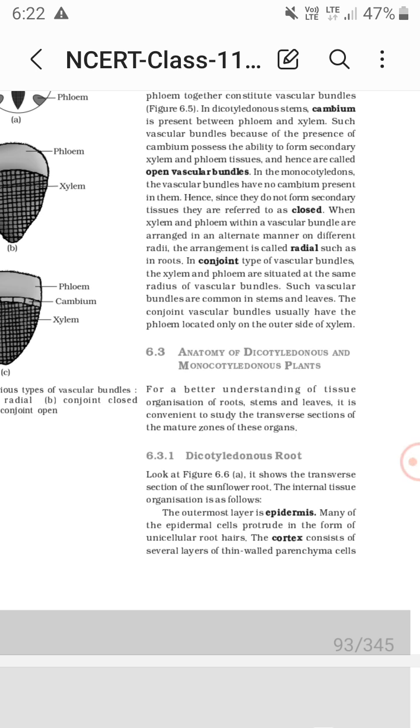The other type is the closed vascular bundle. They do not form secondary tissues, so they are called closed. When xylem and phloem within a vascular bundle are arranged in an alternate manner on different radii, the arrangement is called radial, such as in roots. In conjoint vascular bundles, the xylem and phloem are situated at the same radius of the vascular bundle.